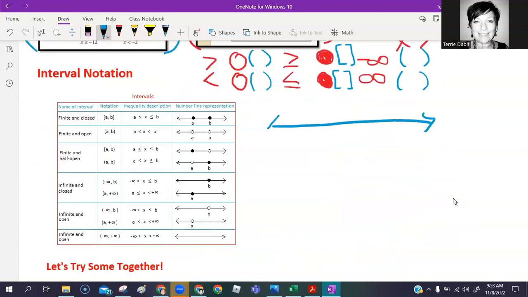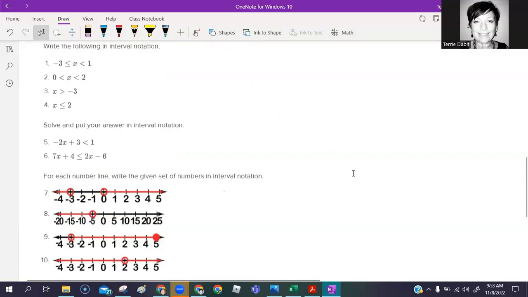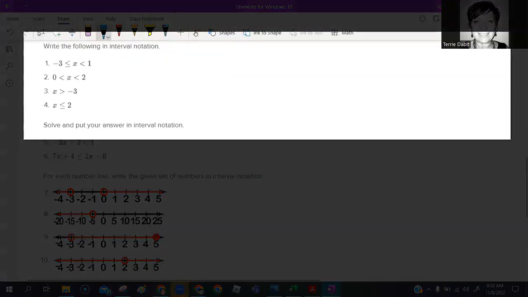Most people know this, but if this was 0 with our negative number and our positive number, if I go all the way down this way, I am going to negative infinity. If I'm going all the way this way, I'm going to positive infinity. We're going to do a little bit of review right here, and then write it. The first step, write this in interval notation.